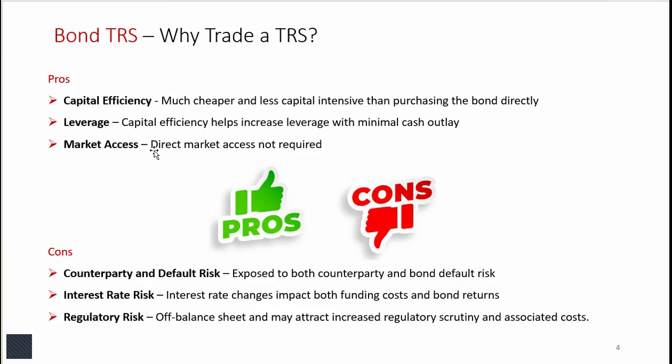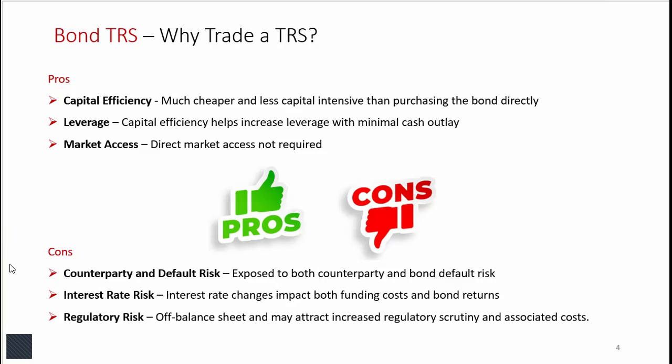And then the other thing that's obviously very important is that if you don't have access to that bond market, so perhaps you want to trade, say, Brazilian bonds, and you don't have access to the fixed income market in Brazil, you could approach a local bank and transact a TRS instead. So you can access markets through local brokers instead of needing to have the direct access yourself. That's a really good benefit as well, especially if you want to trade in emerging markets.